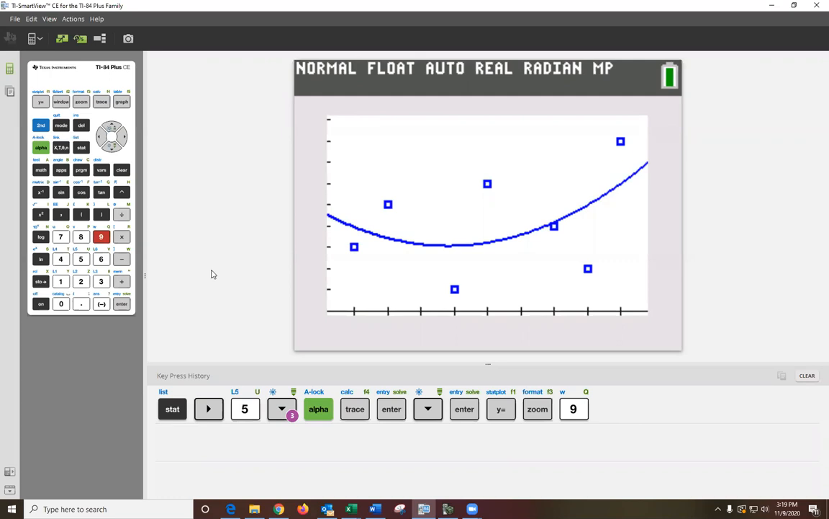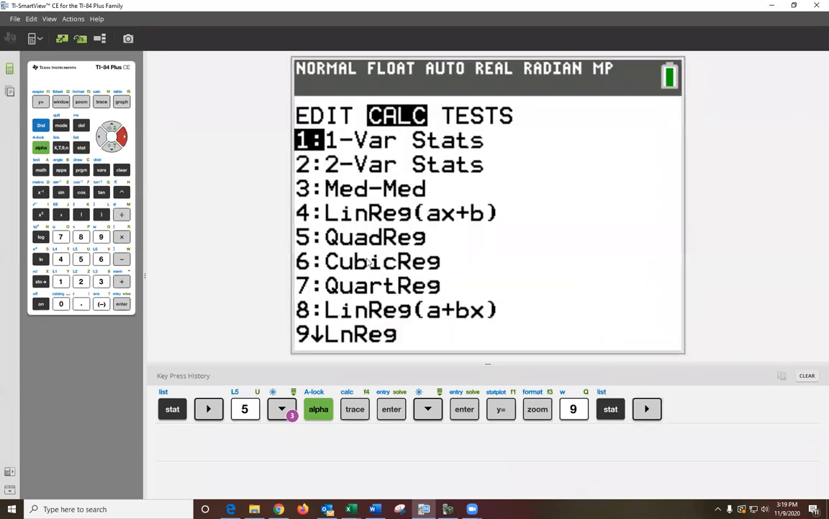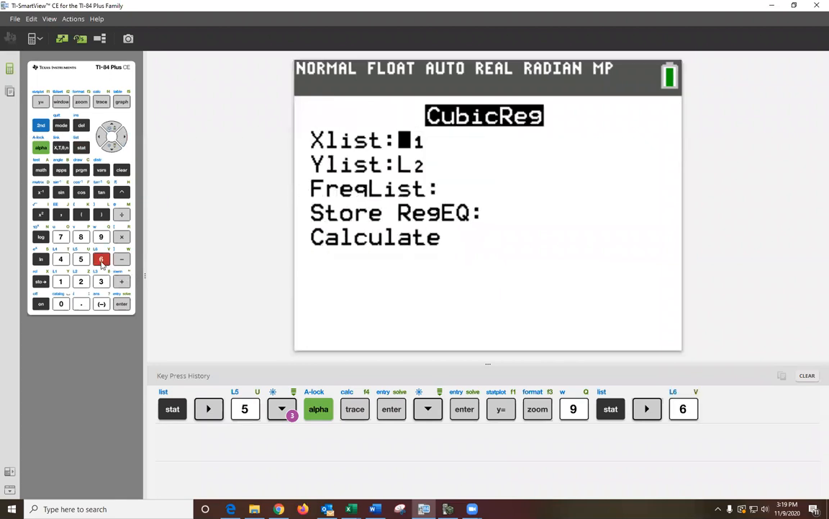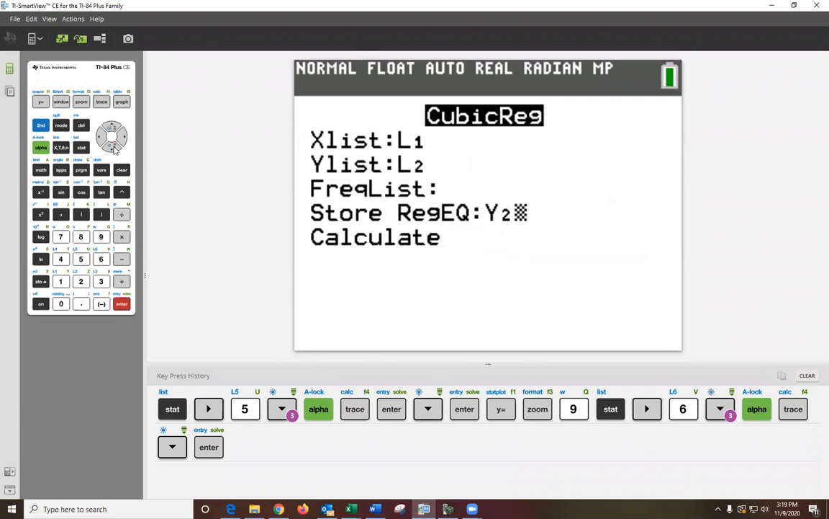So it doesn't just have to be a straight line. What if we were to try this same one with a cubic? We'll just keep that same data and go stat right. And then let's pick option 6 for cubic regression. And let's go alpha trace. And then you know what? I'm going to pick option Y2. And I can see both of them.